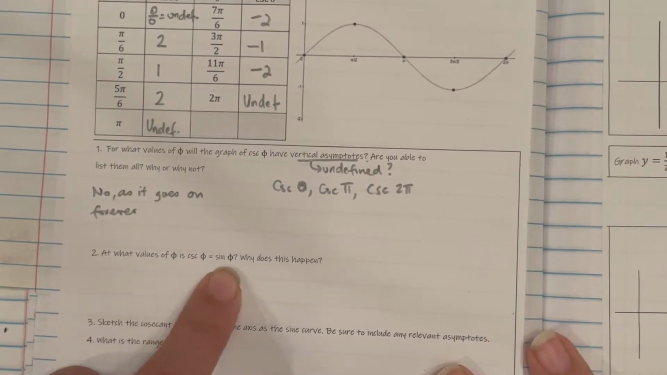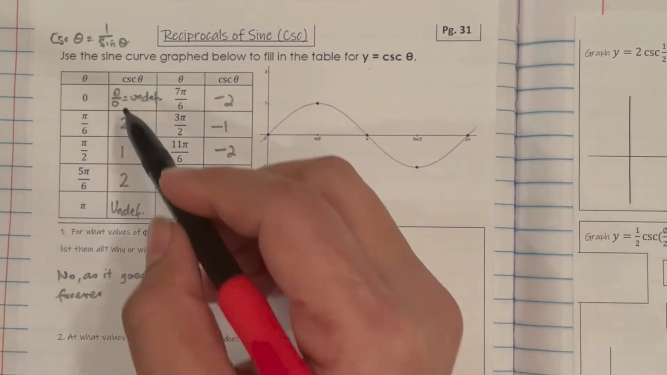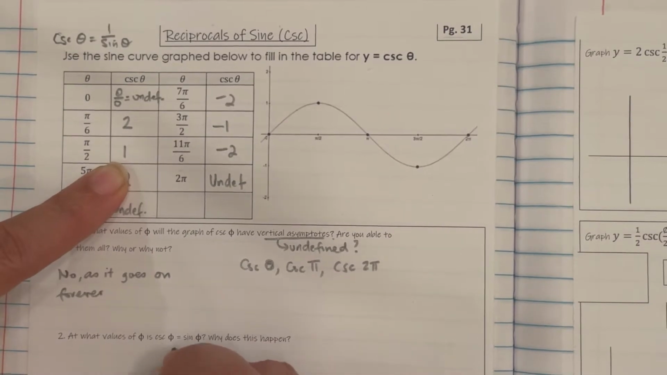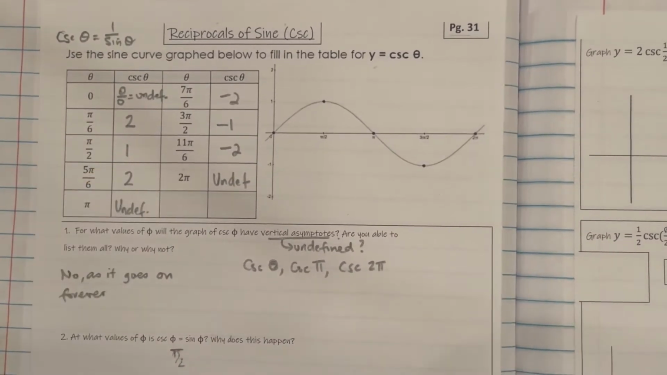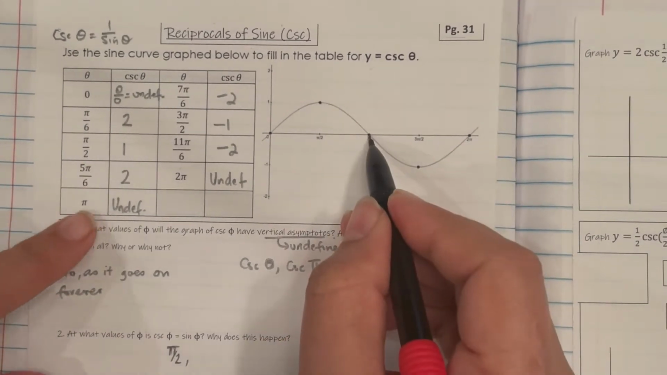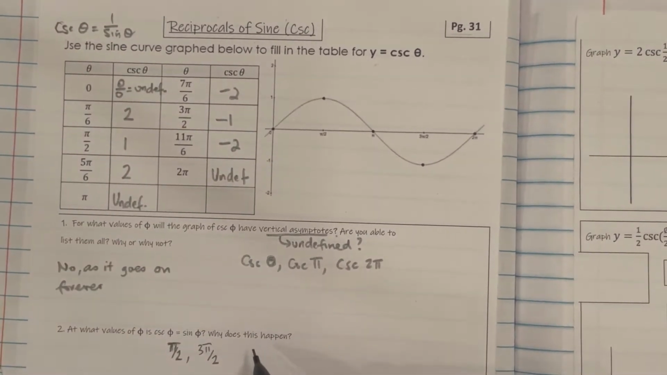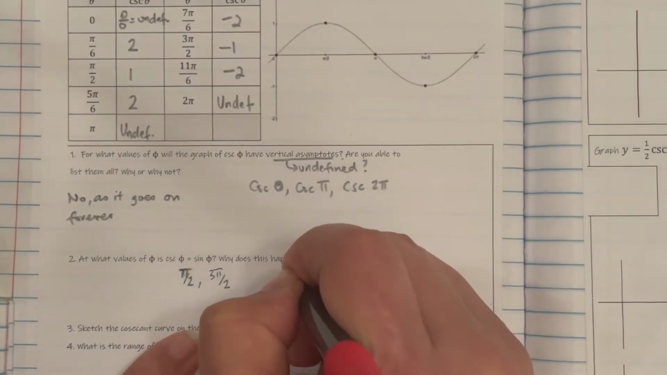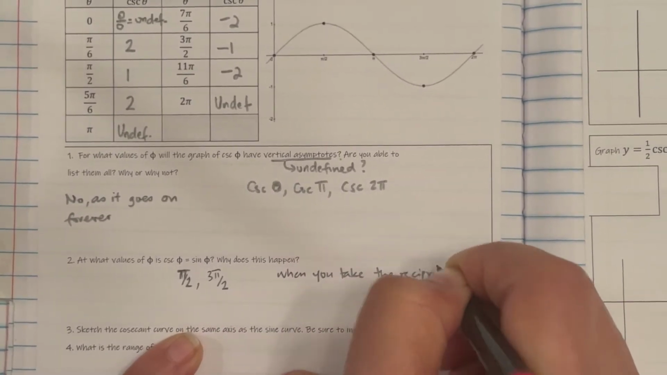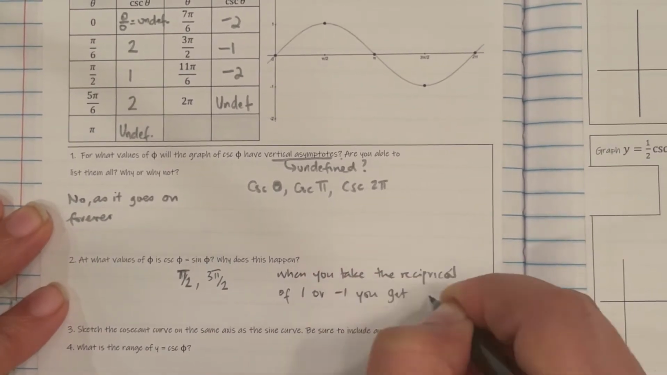Okay, next question. What values is it equal to sine? It's equal at pi over 2, at 1, because that's equal to 1 right there. It's also equal at 3 pi over 2, because it's equal to negative 1. Why does this happen? When you take the reciprocal of 1 or negative 1, you're going to get the same thing.